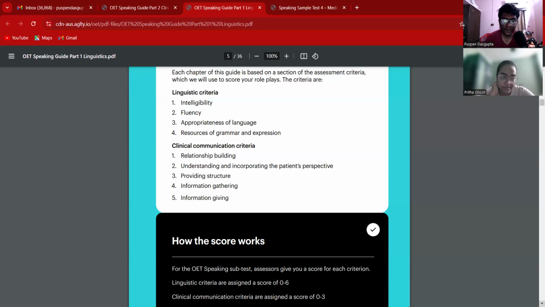Information gathering is how you obtain the information from the patient in a very polite manner. And when you are giving the information, it should be given in small chunks. And you should always check if the patient is understanding what you're saying or not. That's it. Now, it all sounds very simple, and it actually is.